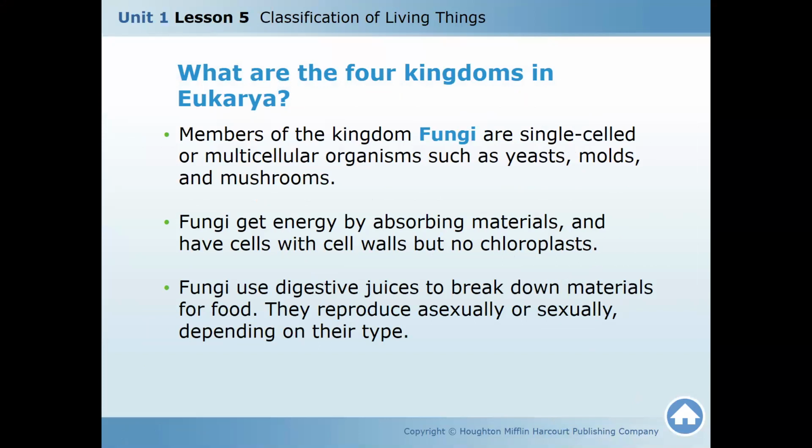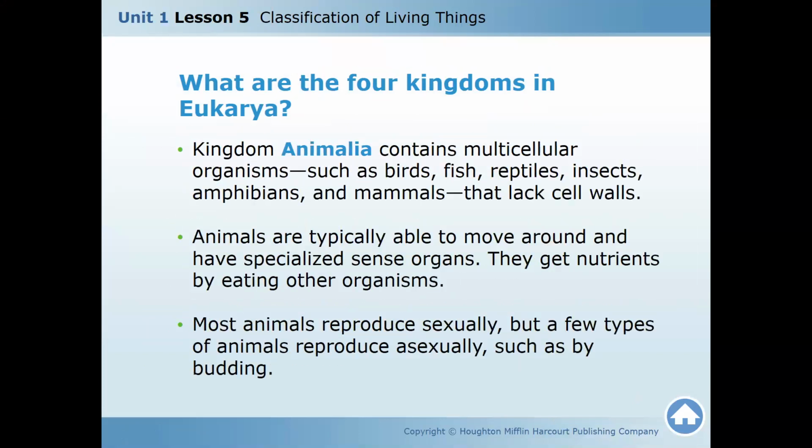So you know about fungi, protista, plantae, coming to Animalia. Can you read it out, Malak? Girls, what are the 4 kingdoms of eukarya? Kingdom Animalia contains multicellular organisms such as birds, fish, reptiles, insects, amphibians, and mammals that lack cell walls.